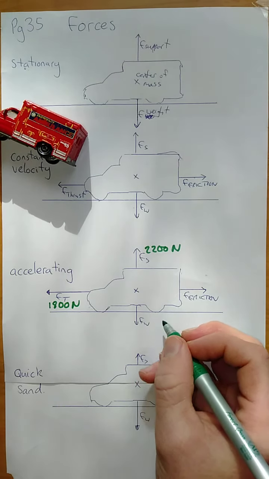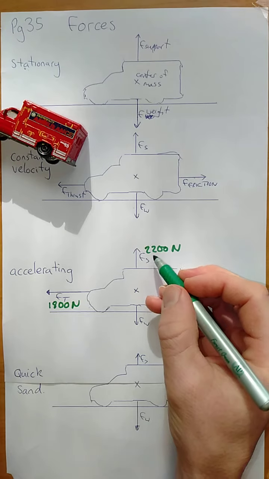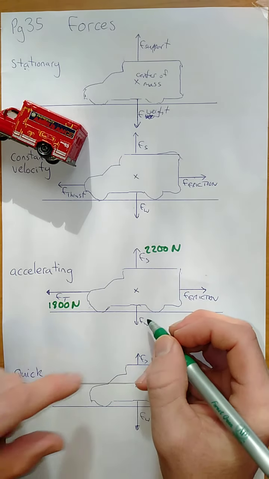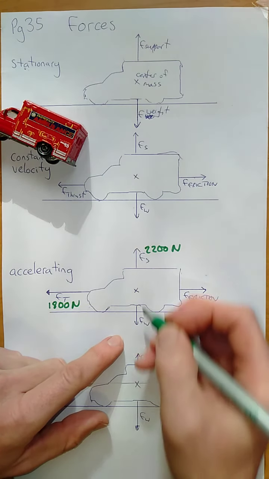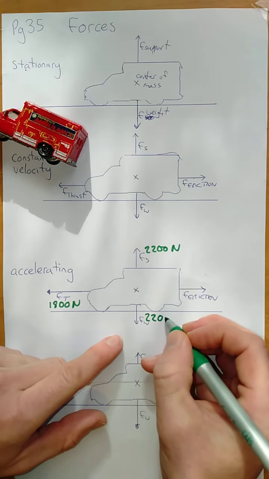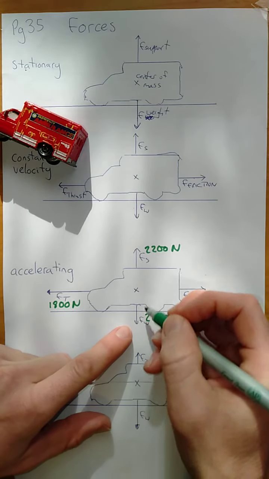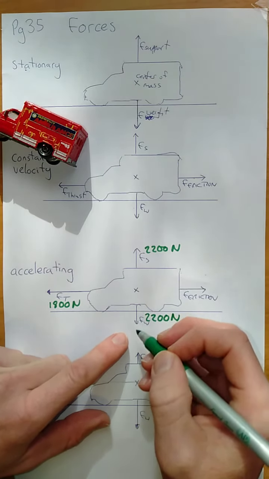Alright, we'll just do some calculations around this one. So if the support force on this ambulance was 2,200 newtons, and because it's not accelerating vertically at all, that means that the force weight must also be 2,200 newtons. So those two are equal and opposite, and they cancel out. There's no net force in the vertical direction.